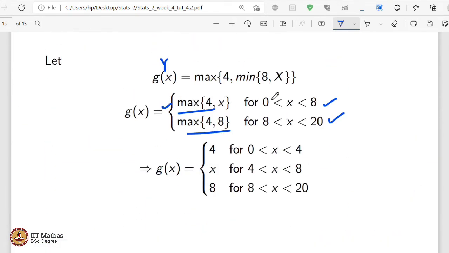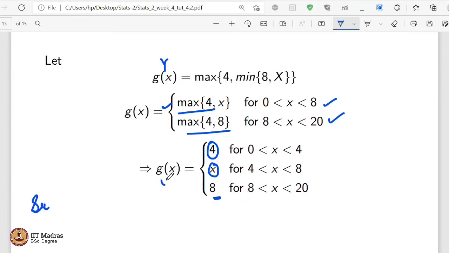So here we have split this into 2 and then we can split this into 3 as from maximum of 4 comma x. So that will depend on the value of x. If we have to get the maximum of 4 comma x and x lies from 0 to 4, then we can directly choose 4, right? Because 4 is chosen if the value of x is from 0 to 4. And if x is from 4 to 8, x will be chosen. And now from this maximum 4 of 8, every time 8 will get selected. So when the value of x is from 8 to 20, we'll have 8 as the value of y or gx.